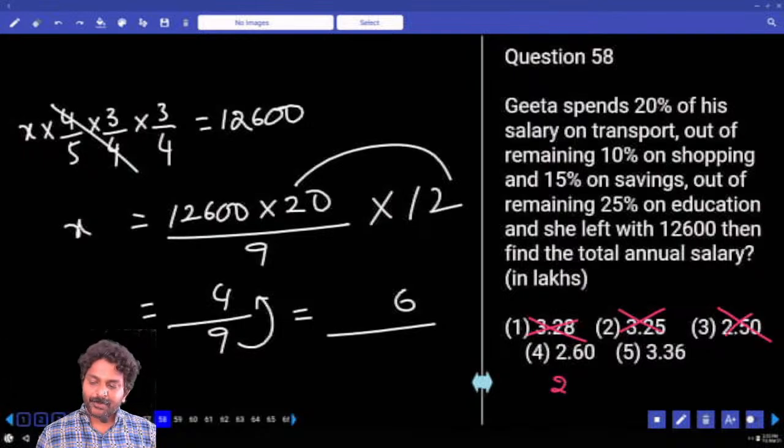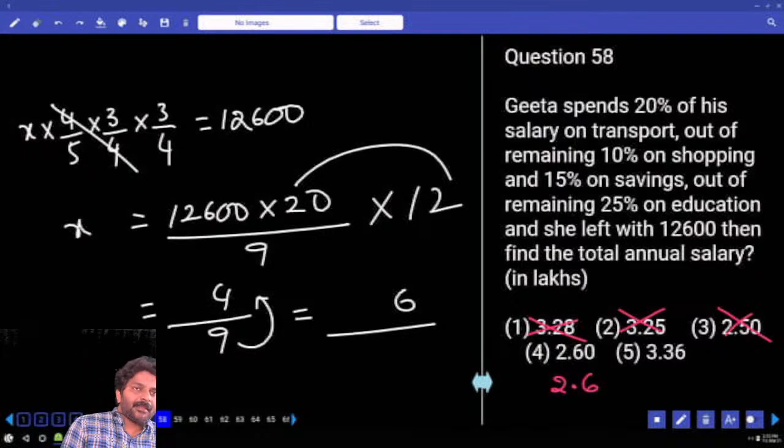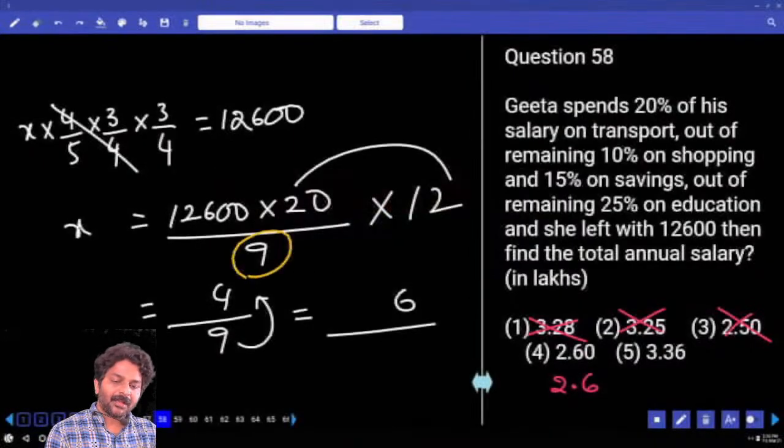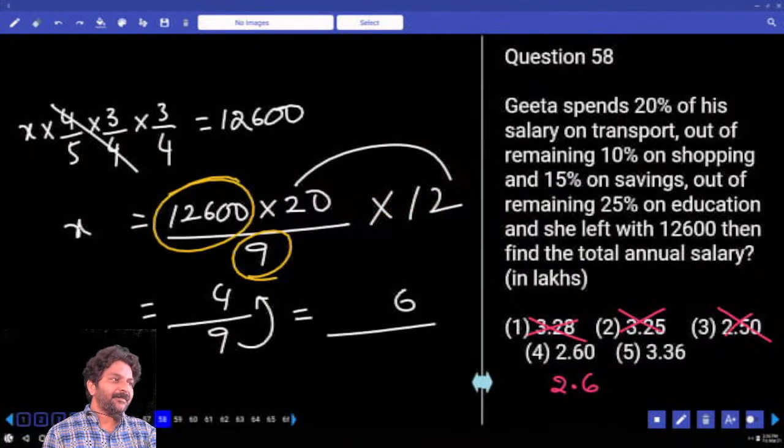Third eliminated. Can it be the fourth option? Can I write it as 2.6? Can I write 2.60 as 2.6 lakh or not? Yes or no? Does that number end with 6 or not? Can it be the fourth option or not? Can it be the fifth option or not? Two options are there which are ending with 6. So now what I will do is, denominator 9 multiple. Is it a 9 multiple?